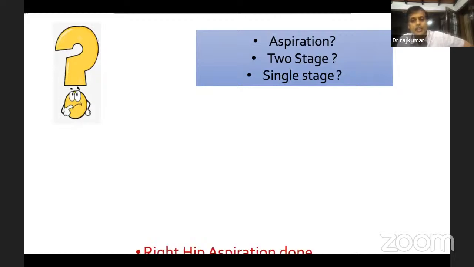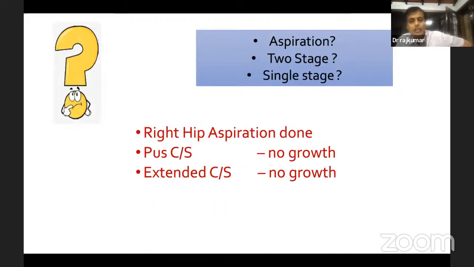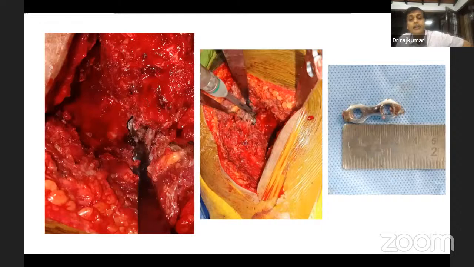Two stage or a single stage? Because the aspiration had no growth in the culture sensitivity, and the extended culture sensitivity also had no growth, I went ahead and did a single stage THR.